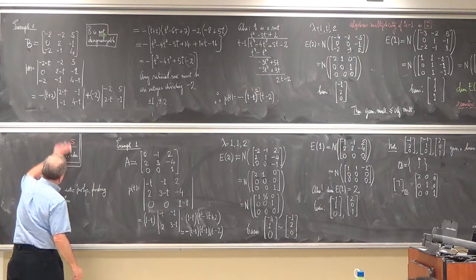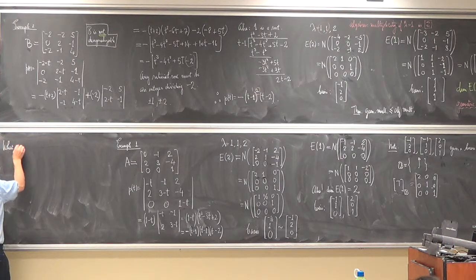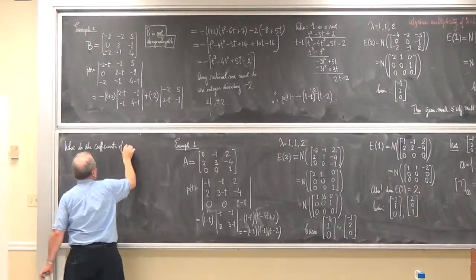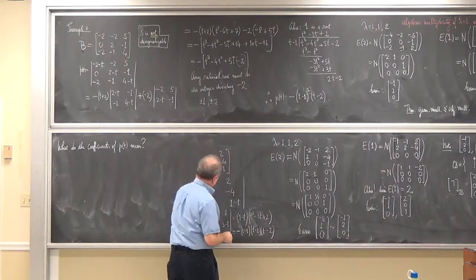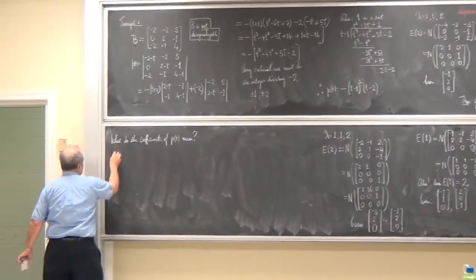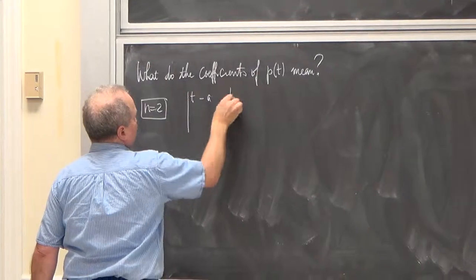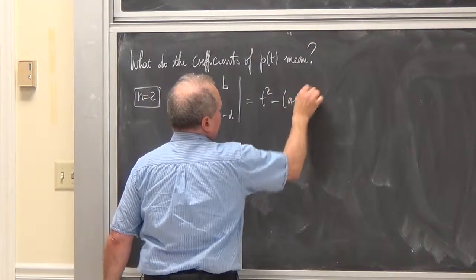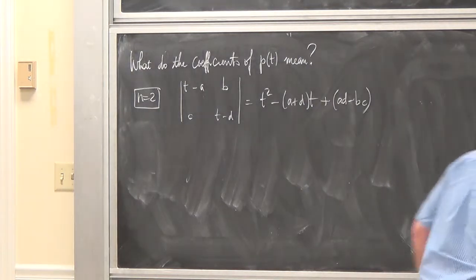All right, so I think Reese is on to something. So what do the coefficients of p(t) mean? We already know. So what was the shortcut for the quadratics, for the 2x2s, that you noticed? t squared minus trace t plus... So we'd already said what this guy had to be.